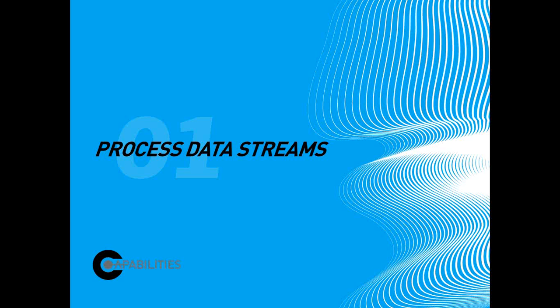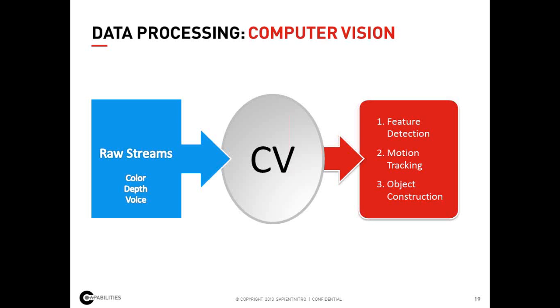Those data streams that we are talking about right now, the video ones, are quite different from the normal streams that we worked upon, right? Every device has its own mechanism to send those data streams. So computer vision is something which does that data processing for us. It takes the raw streams, something like the color stream, depth values, voices, and gives us the information which is relevant to us, something like feature detection, motion tracking information, object construction, visualization, and all.